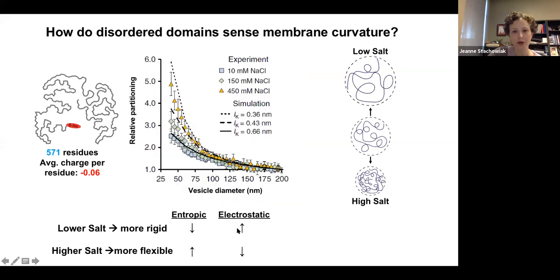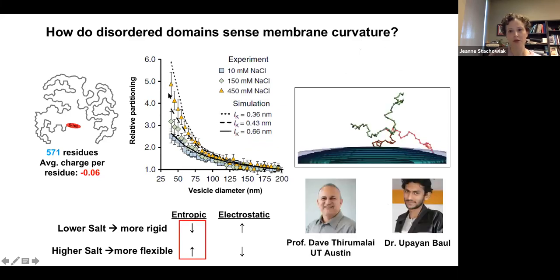So we ran this experiment where we varied the salt concentration between 10 millimolar and 450 millimolar, and measured the curvature sensitivity. And indeed, you can see that for this protein, the higher the salt concentration, the higher the curvature sensitivity, which leads us to believe that this protein's sensing mechanism is primarily entropic. And this was in line with simulation results from Dave Thirumalai's lab. Some of you may know Dave. He's also here at UT Austin and has been a great collaborator for us.